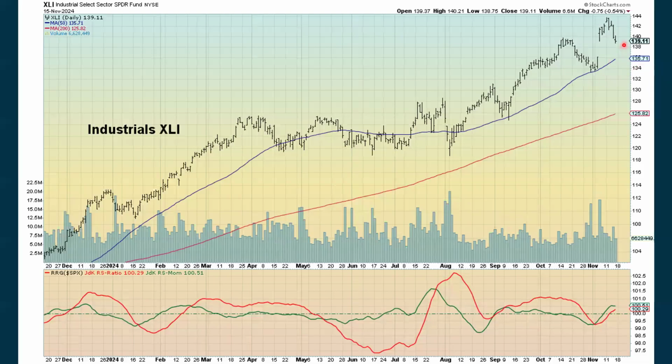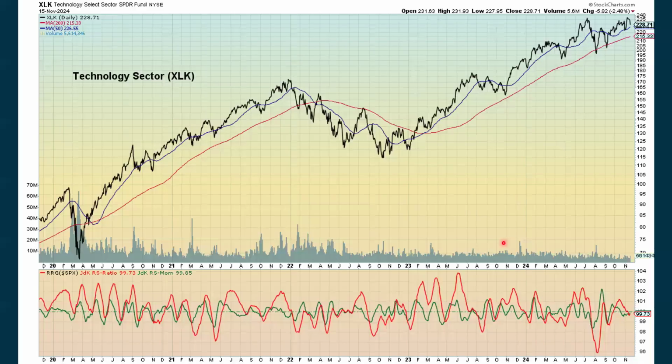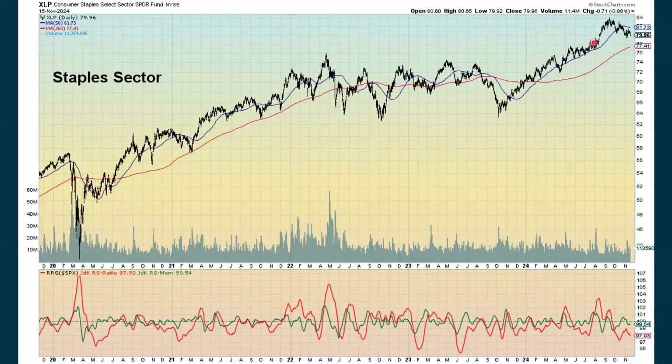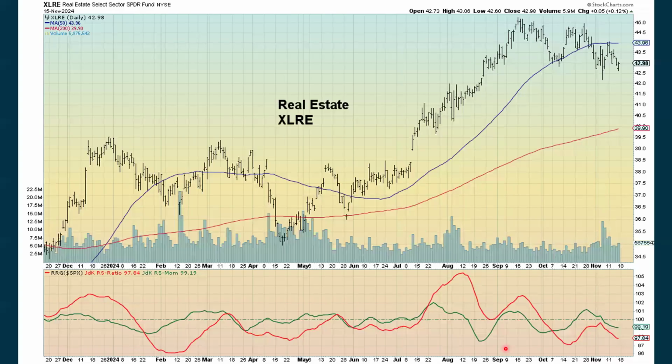Industrials, still above their 50-day moving average, but seeing some recent weakness and kind of going sideways, but in an uptrend when we compare it on a ratio basis with the S&P. The tech sector seeing a pullback, but still above their 50-day moving average and pretty much going sideways, but in a downtrend when we look at a ratio of the S&P. Staples, toilet paper, toothpaste, seeing a little bit of weakness here, dropping under their 50-day moving average, and just seeing a death cross here with this ratio as the staples are starting to underperform the S&P.